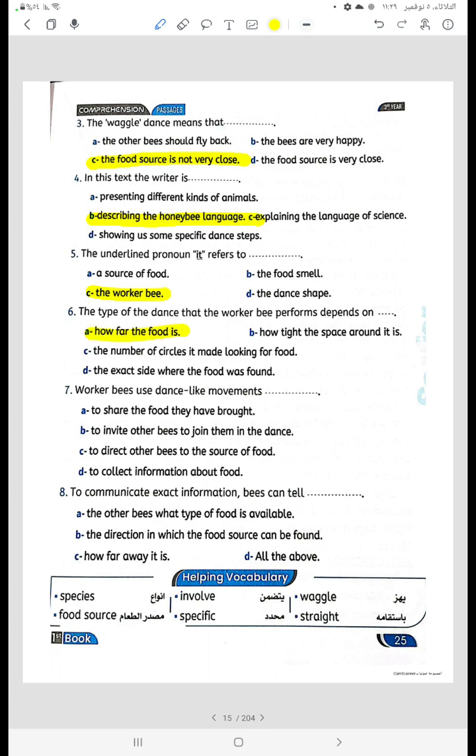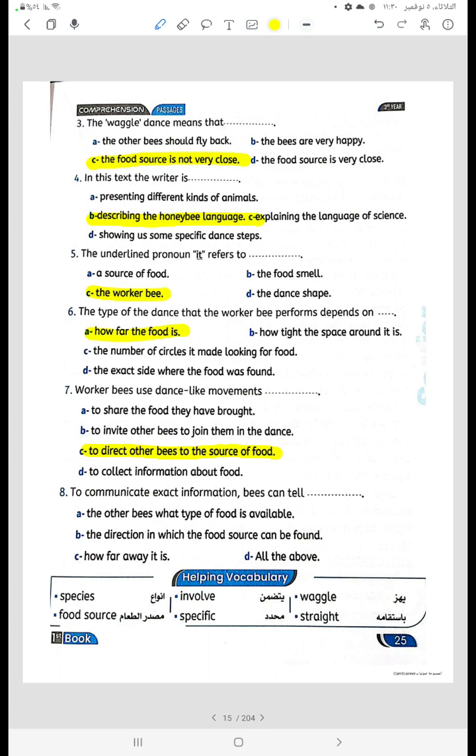Worker bees use dance-like movement to share the food they have brought ولا to invite better bees to join them in the dance, to direct other bees to the source of food ولا to collect information about food. طبعا رقم C هي الإجابة.